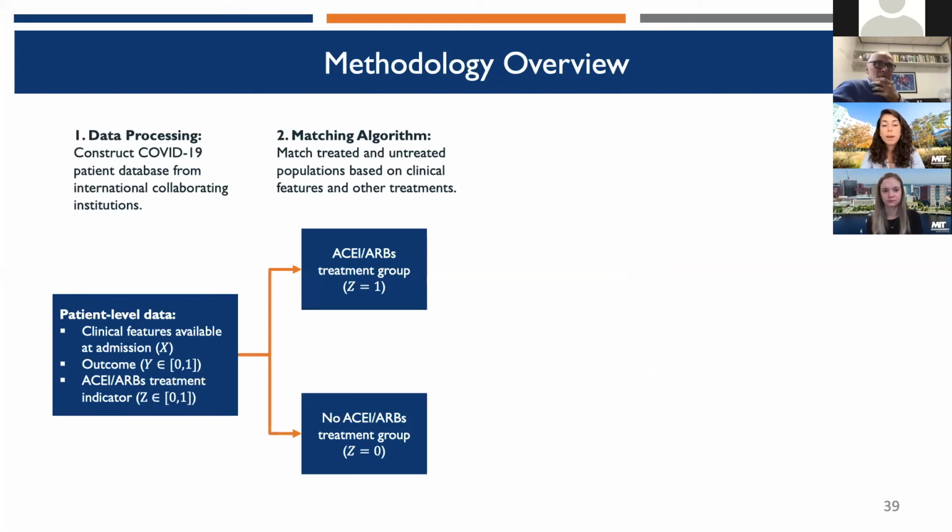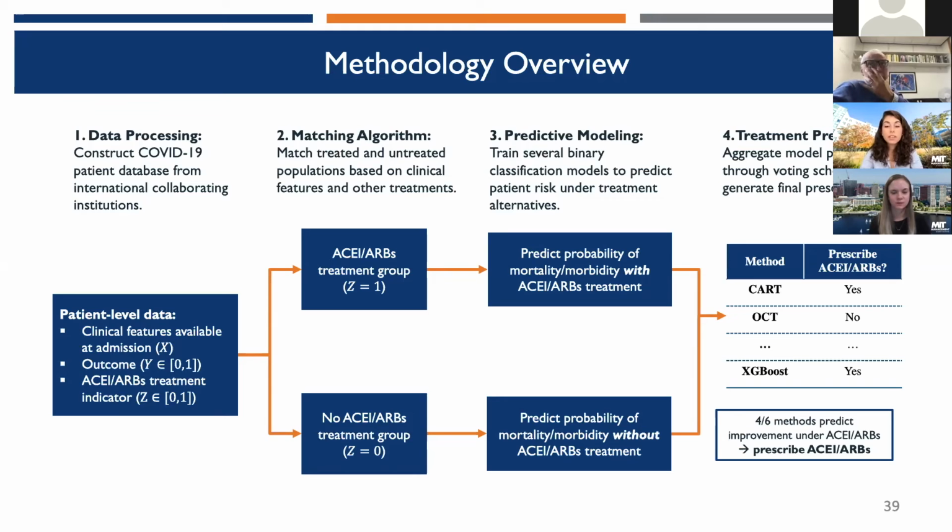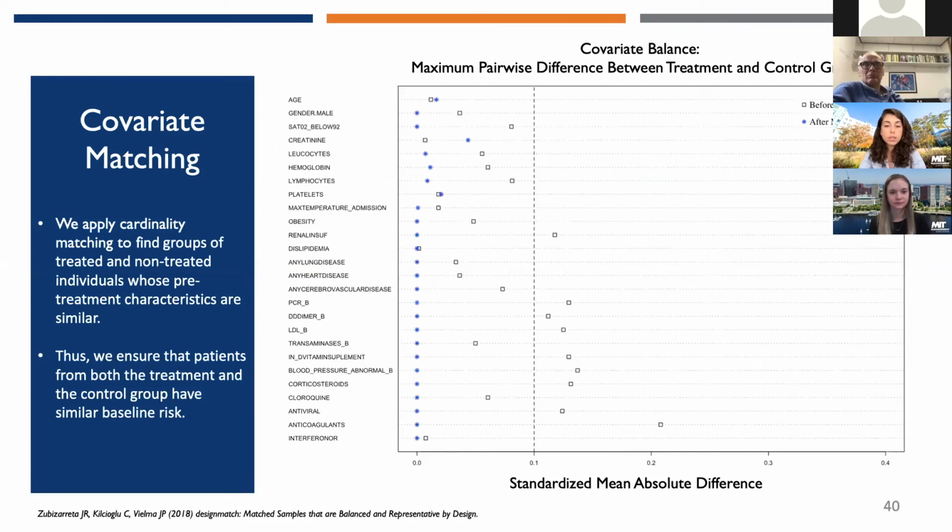Then we apply a matching algorithm on the derivation cohort to create two similar treatment and control groups with the same baseline risk. The next step is to train several binary classification models to predict patient risk under each treatment alternative. Our goal is to prescribe this medication only if it leads to a decrease in the patient's risk of mortality and morbidity. And to measure their effect, we aggregate model predictions through a voting scheme. And thus, we recommend the therapy if and only if the majority of the methods agree. So let's deep dive into these steps.